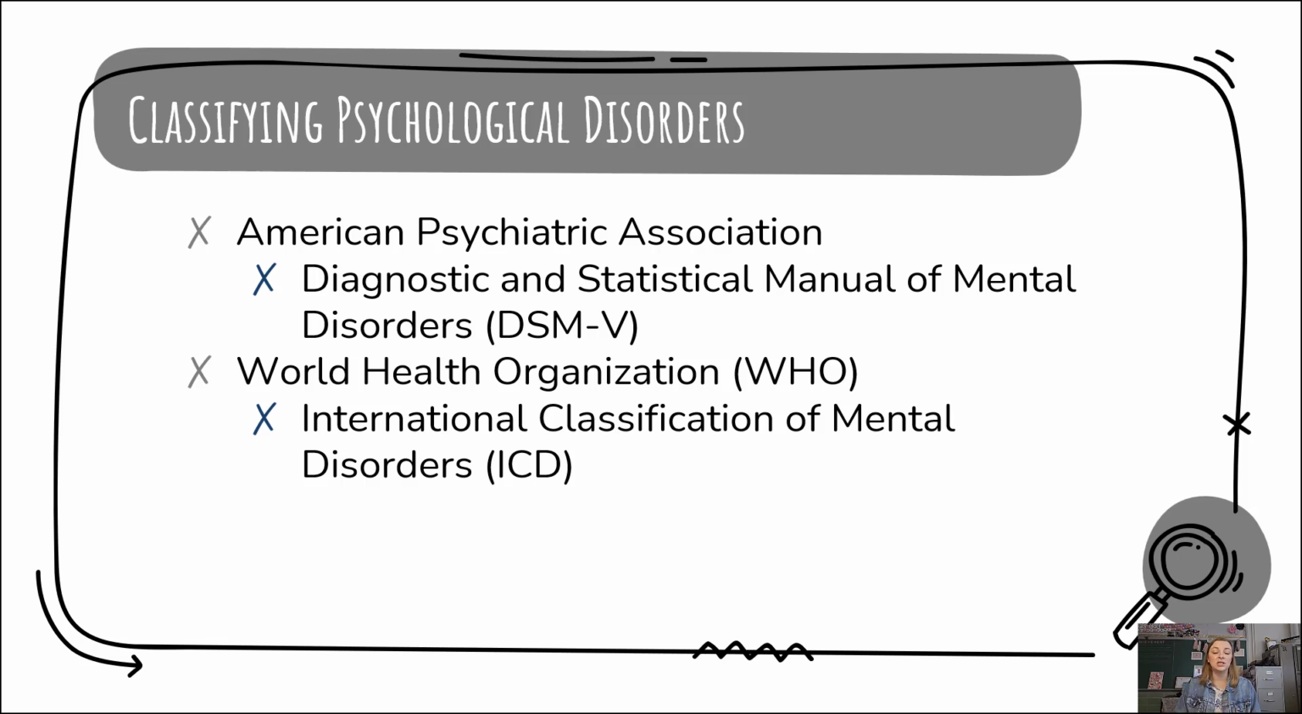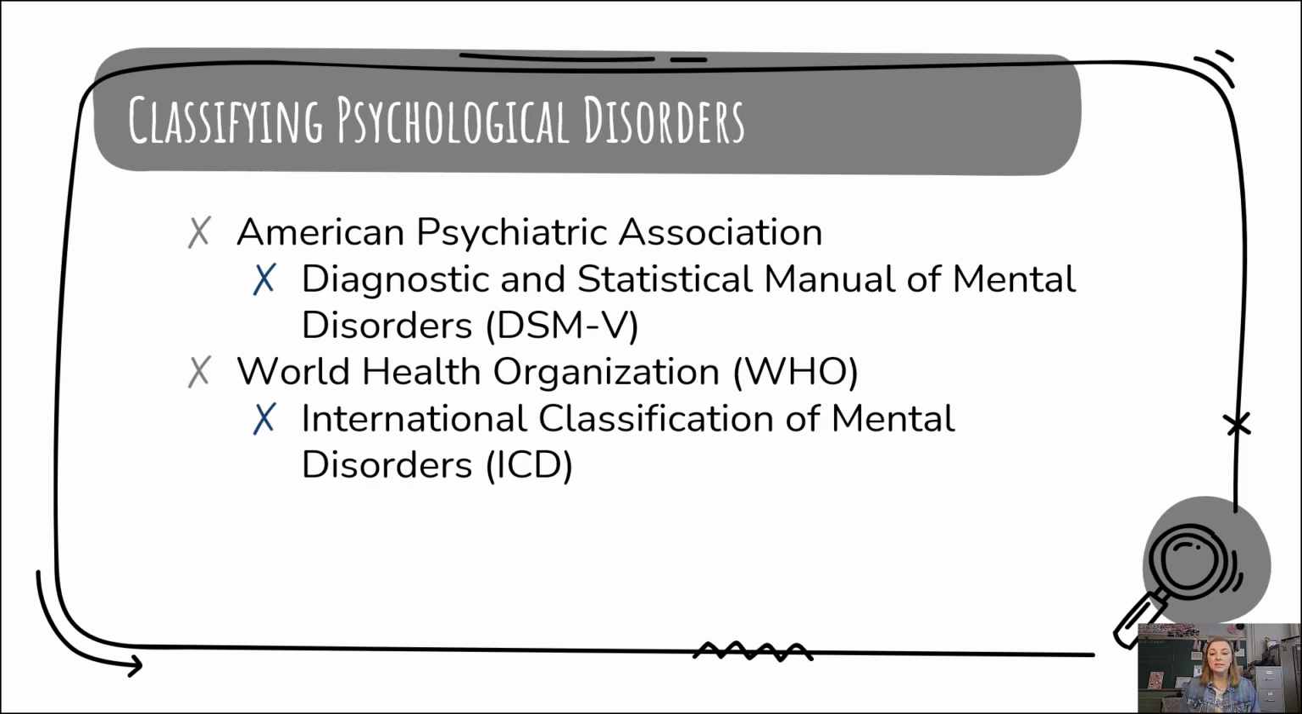The two major organizations that are responsible for these systems are the American Psychiatric Association, or APA, and the World Health Organization, WHO. The American Psychiatric Association publishes the Diagnostic and Statistical Manual of Mental Disorders, or the DSM-5, which is the primary guide used by mental health professionals in the United States. The DSM-5 categorizes mental disorders based on specific symptoms, helping psychologists and psychiatrists diagnose conditions like anxiety disorders, mood disorders, and schizophrenia. The DSM-5 is regularly updated to reflect new research and understanding.